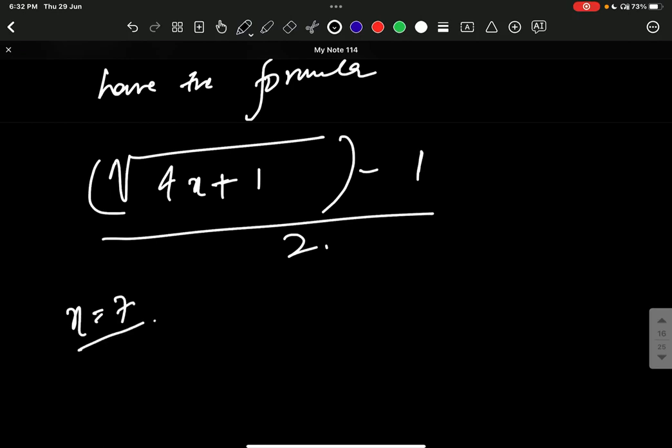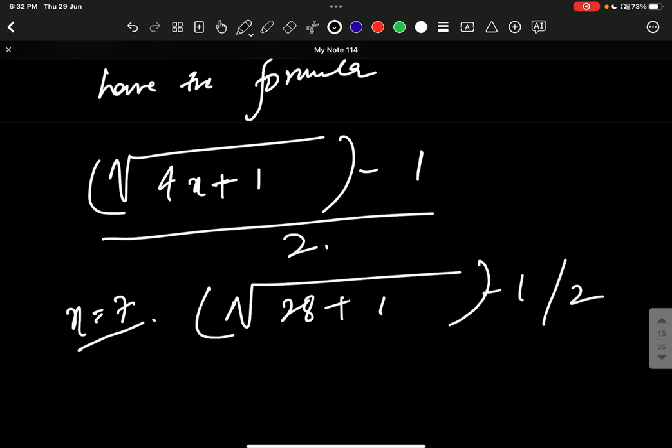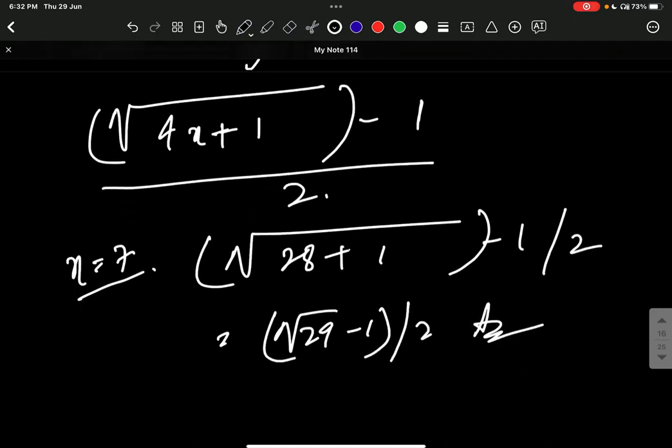So here what is our x? Here my x is 7. So what is the formula? Under the root of 7 into 4 is 28 plus 1 minus 1 by 2. What is it? This is under the root of 29 minus 1 by 2. That is the answer. ठीक है.